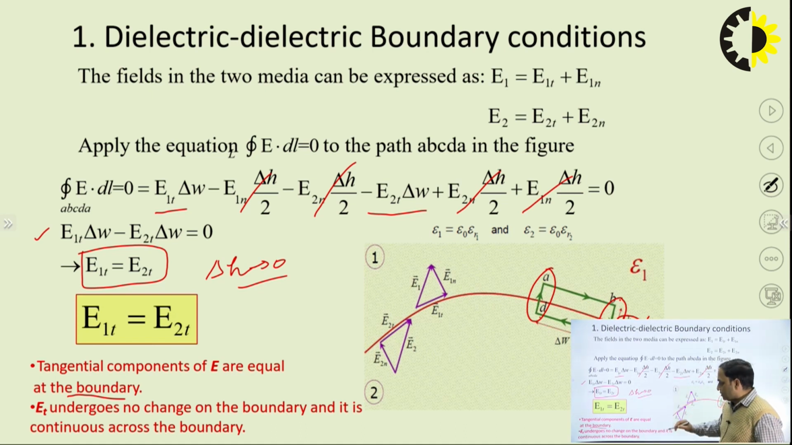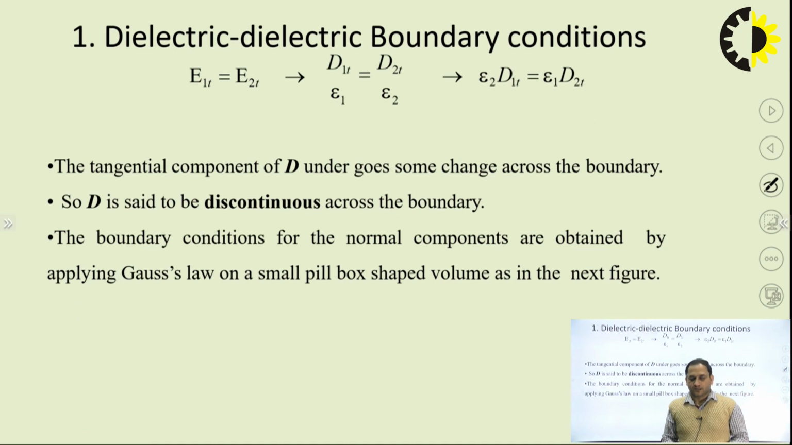Okay. So the tangential component of E is equal at the boundary, or continuous at the boundary. Et undergoes no change on the boundary and it is continuous across the boundary. So this is a very important statement for this expression, E1t is equal to E2t. Okay. So now the second case.